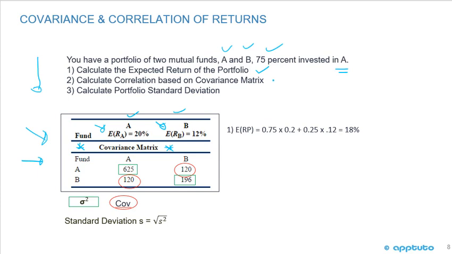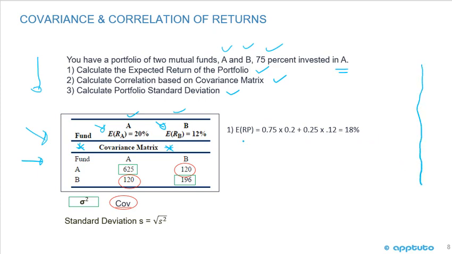That's really easy. Calculate the correlation based on the covariance matrix, and that's what I just wanted to go through, because if you haven't seen this, it can be a little bit tricky. And then finally calculate the portfolio standard deviation. So this LOS is ending with kind of a nice review of several concepts.